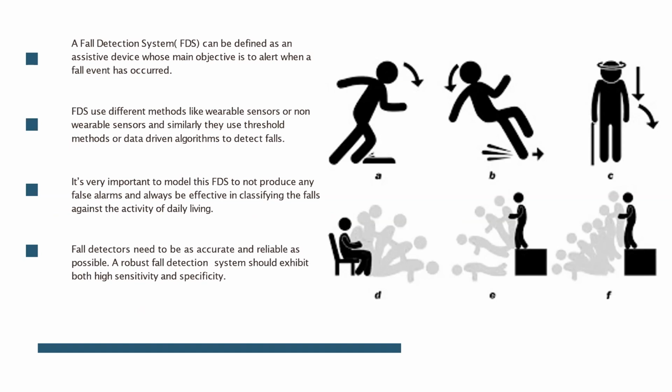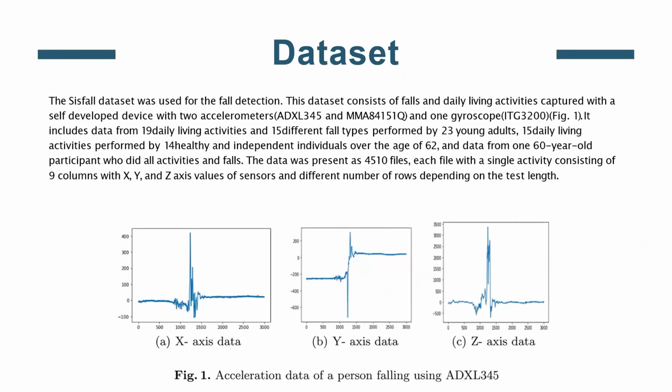As a result, fall detectors must be as accurate and reliable as possible. A reliable fall detection system should have high sensitivity and specificity. This is sometimes achieved in experimental settings, but when applied to real-world situations, the detection rate drops.